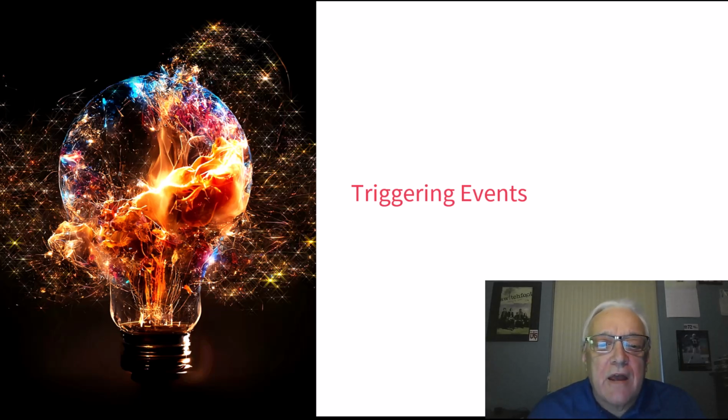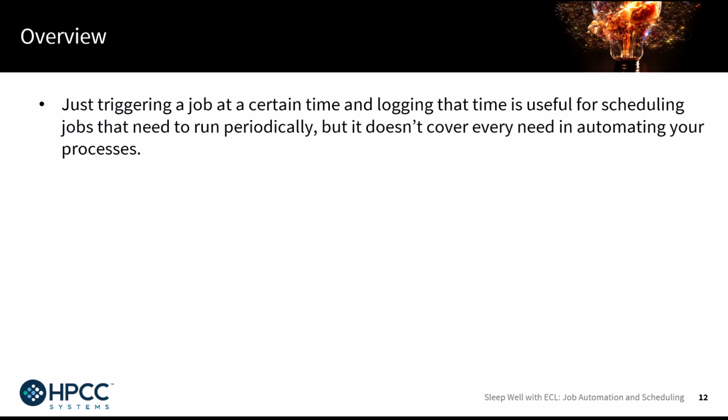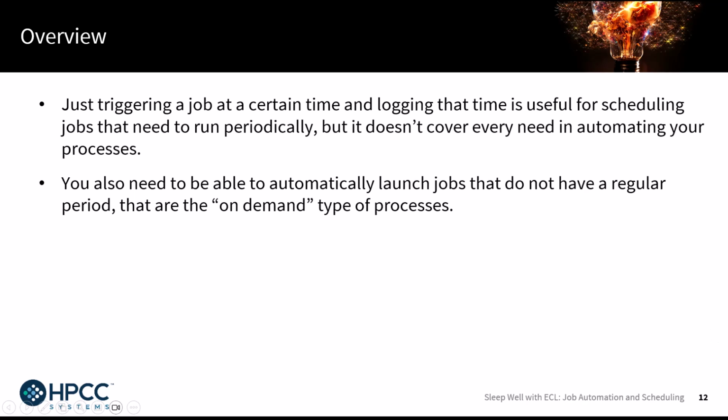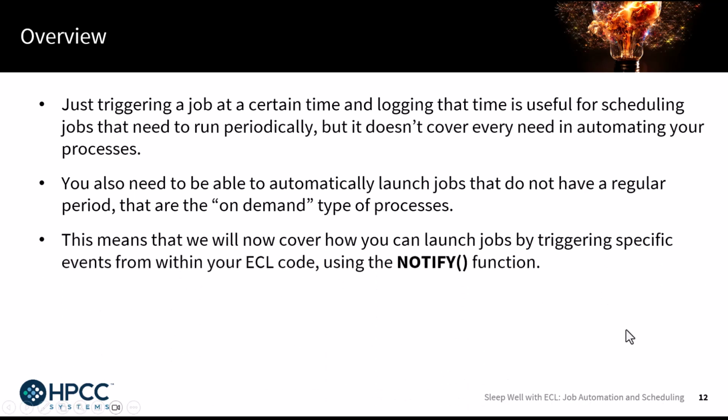Let's take a look now at creating our own custom events and using notify and the event function to work with these user-defined events. Triggering a job at periodic intervals is very, very useful. But we need more control if we want to automate processes. So we also need to be able to launch jobs that do not have a regular period, and launch these jobs on demand. How do we do that? How do we control it?